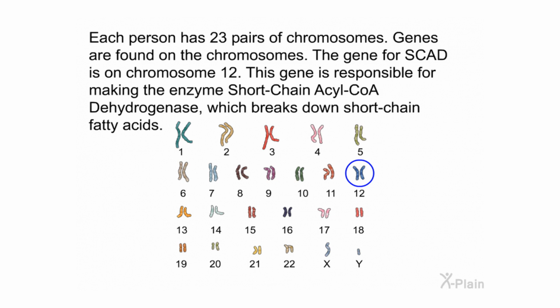Each person has 23 pairs of chromosomes. Genes are found on the chromosomes. The gene for SCAD is on chromosome 12. This gene is responsible for making the enzyme short-chain Acyl-CoA dehydrogenase, which breaks down short-chain fatty acids.